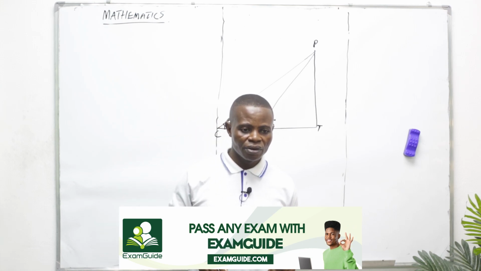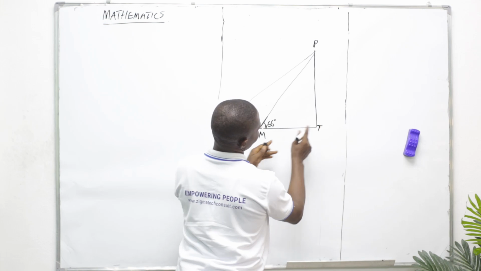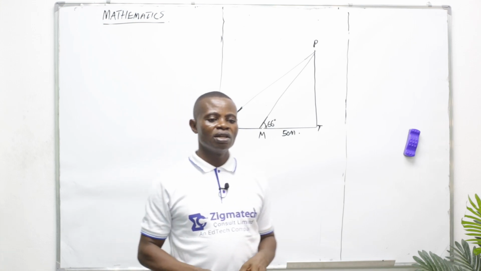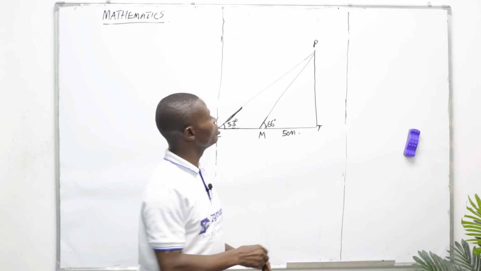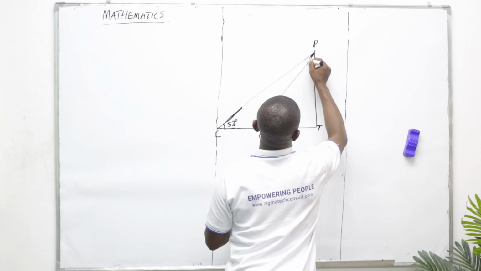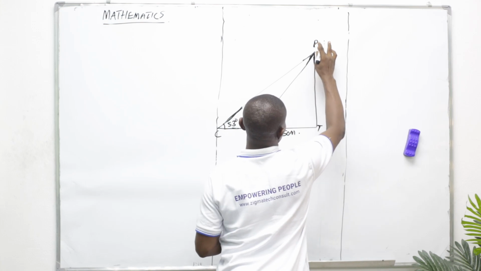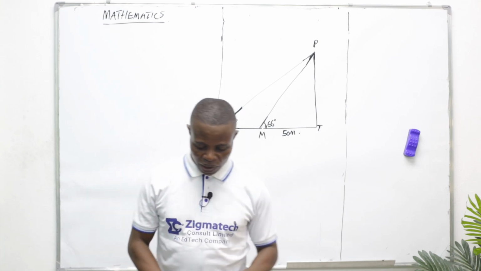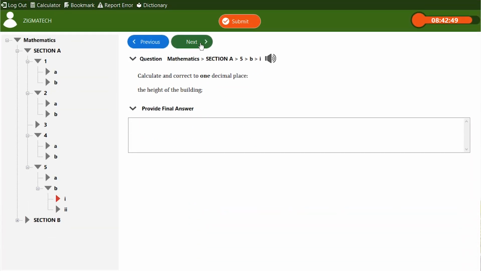Now, if MT is 50 meters, illustrate the information in a diagram. That's all. We have illustrated the needed information in a diagram. This is the information. Let's see if they have more questions on it. They say calculate part I of this question.